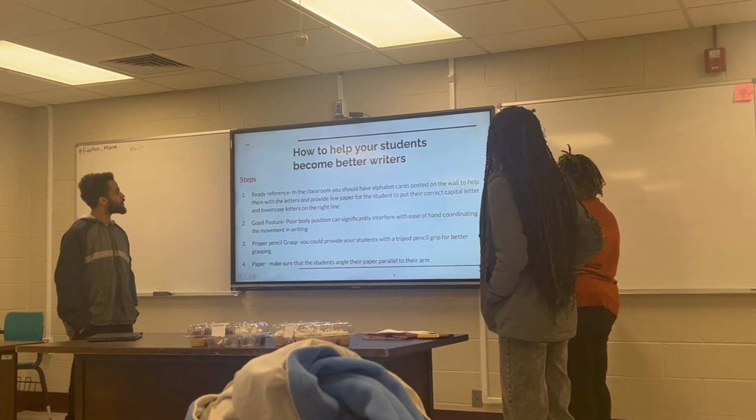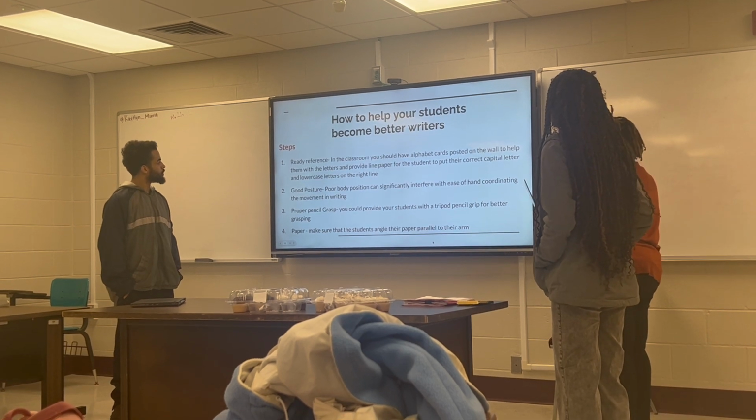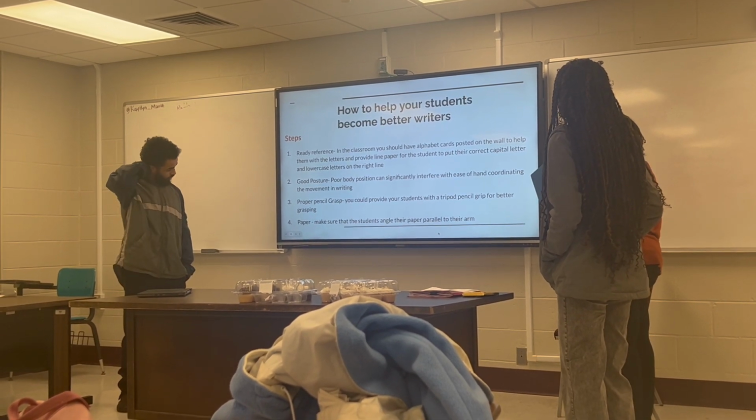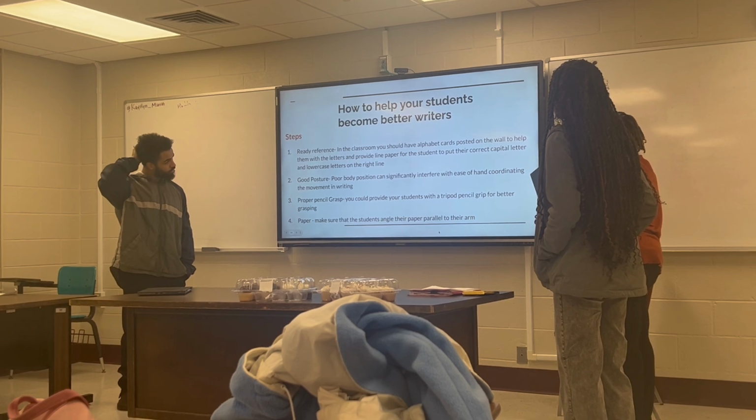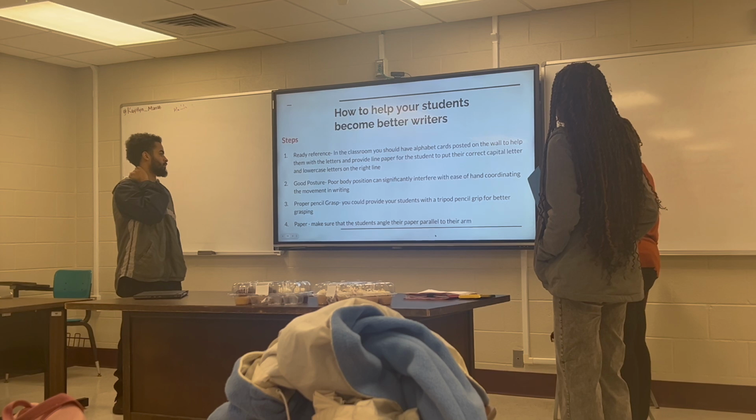How to help your students become better writers? Step one, ready reference. In the classroom, you should have an alphabet card posted on the wall to help them learn their letters, and provide lined paper for the students to put their correct capital letters and lowercase letters on the right line.